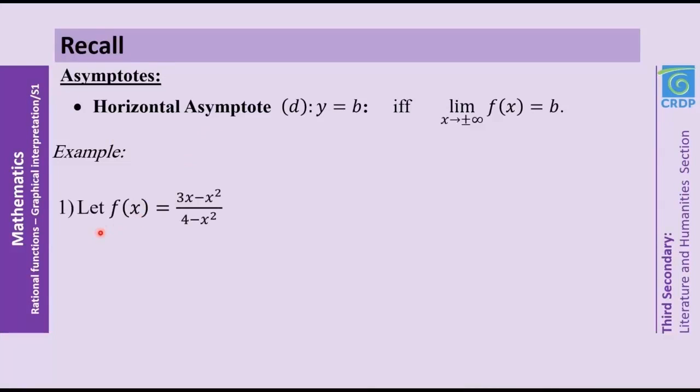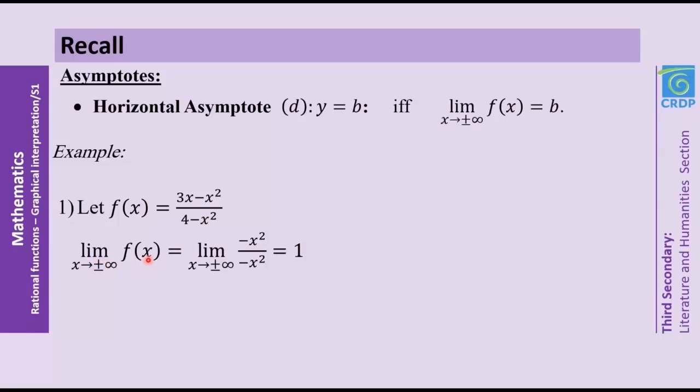In this example, we have f of x equals 3x minus x squared over 4 minus x squared. As you remember, the first step is to find the limit of f of x as x tends to plus or minus infinity.